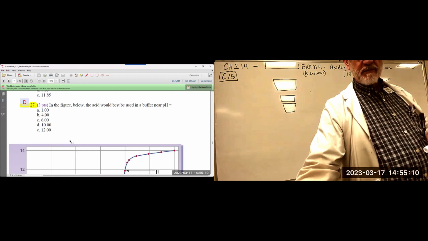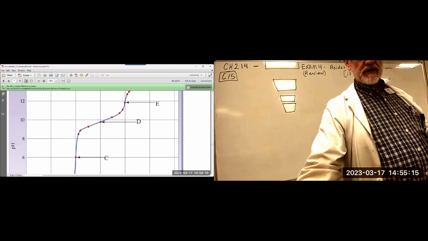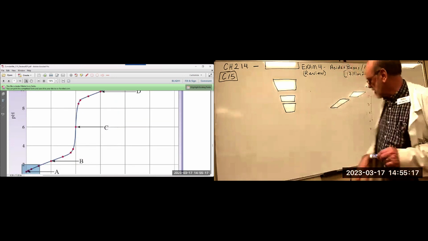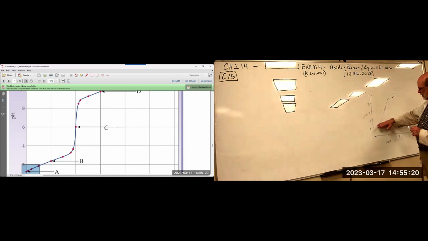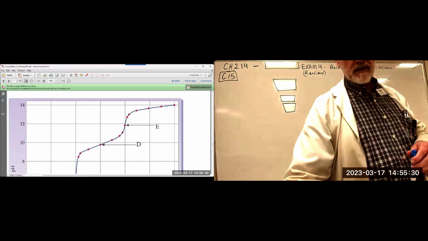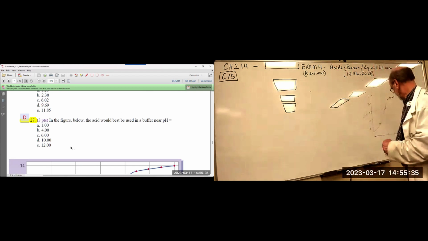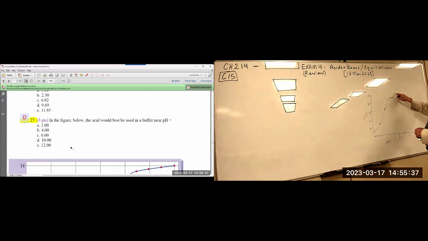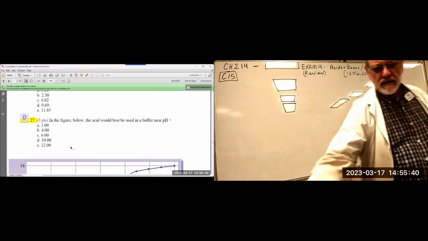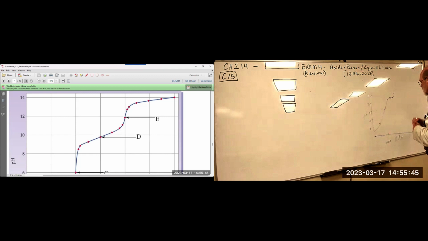Where would this acid best be used as a buffer? So what you need there is this part here. This should be a little flatter and flatter here. So it'd be either here around 9 or here around 2.5. Uh, 10 is closer. That's not right there. I drew it wrong. Right. 10 should be right in here.